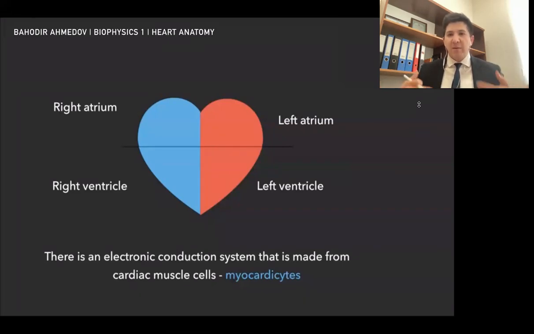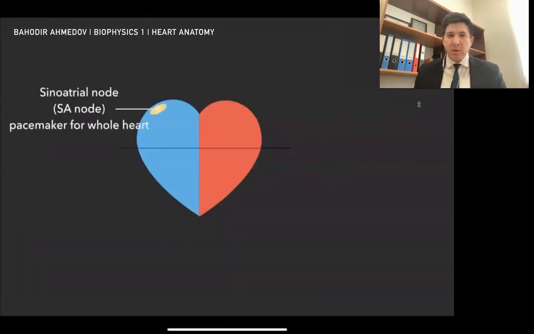We are going to have myocardiocytes in different parts of the heart, and the action potential is going to be created in different parts of the heart as well. So the main pacemaker of the heart is called the sinoatrial node, or SA node.